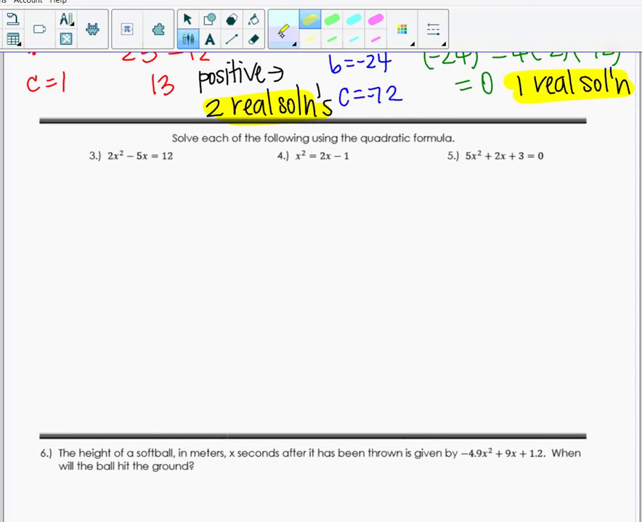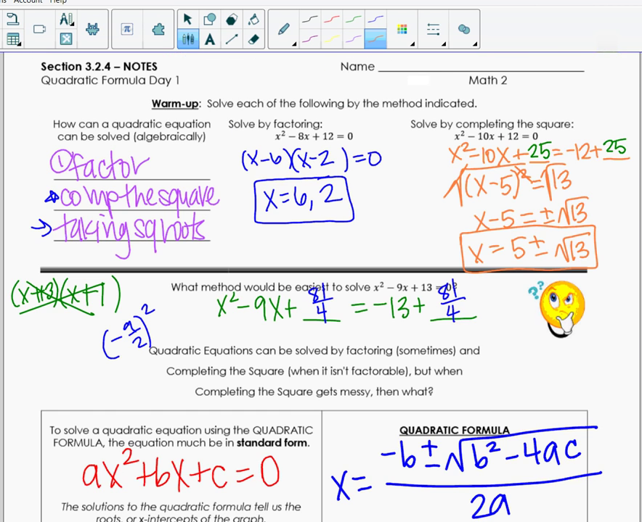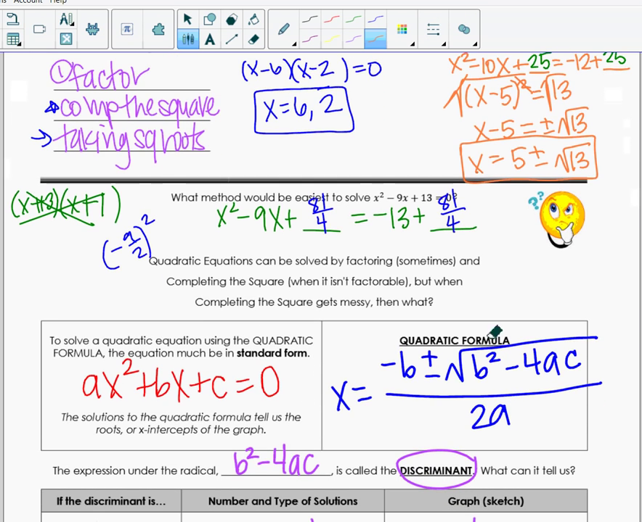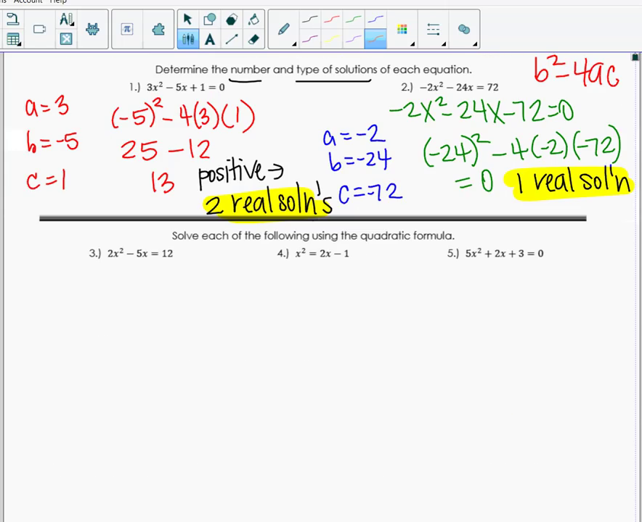Now, we're going to actually solve these using the quadratic formula, okay? Now, here's the deal. Factoring works sometimes. Completing the square works all the time, but sometimes can get messy. Quadratic formula works all the time, but it is time consuming, which you'll see in a minute. So, I am going to use the fact that I know the quadratic formula is this: opposite of b, plus or minus the square root of b squared minus 4ac all over 2a.